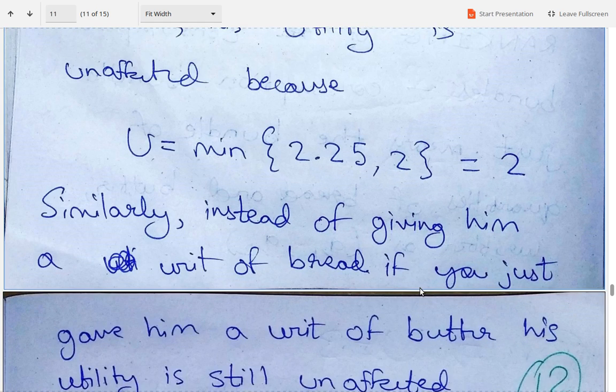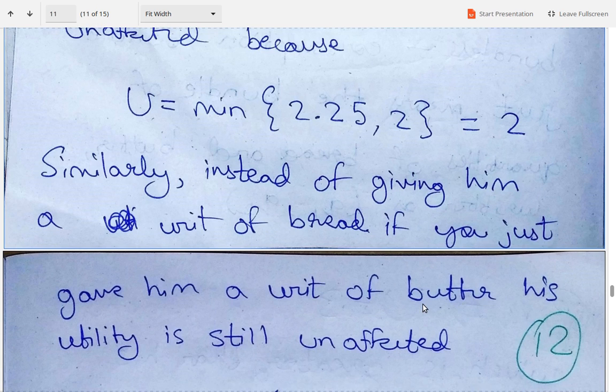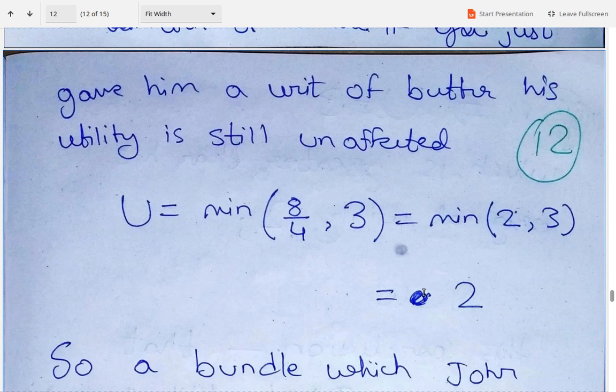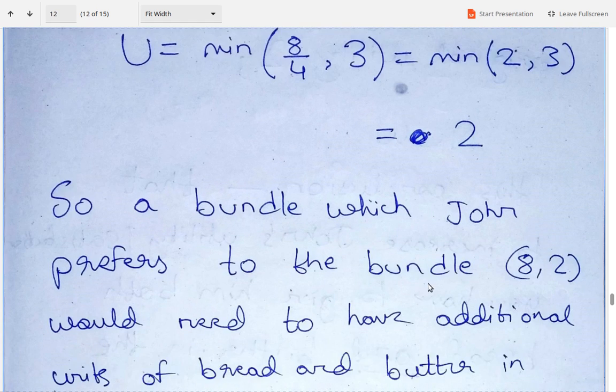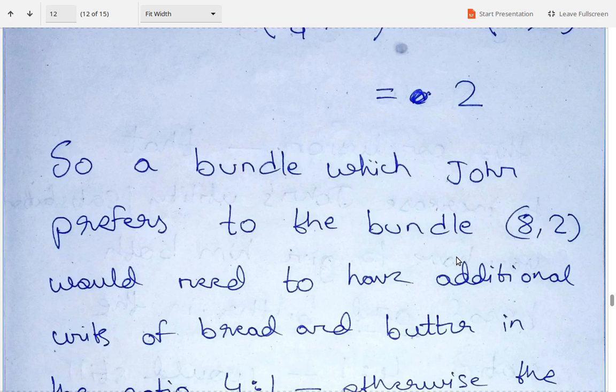Similarly, instead of giving him a unit of bread, if you just gave him a unit of butter, his utility is still unaffected. u is equal to the minimum of 8/4, which is just 2, and 3. So what is the minimum of 2 and 3? It's still 2.